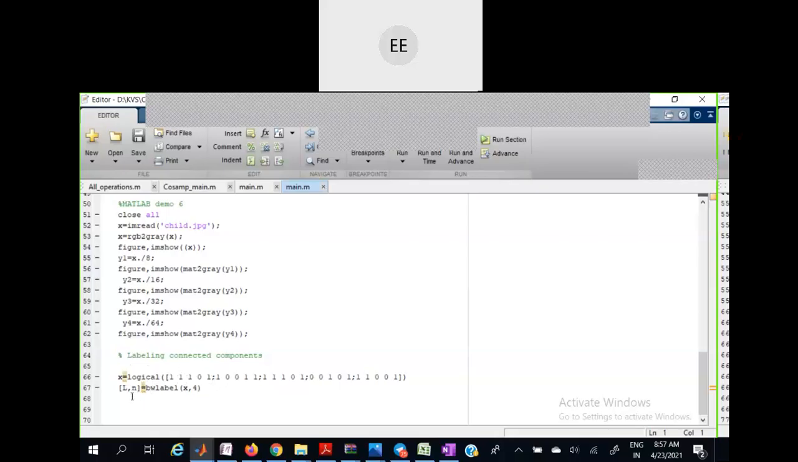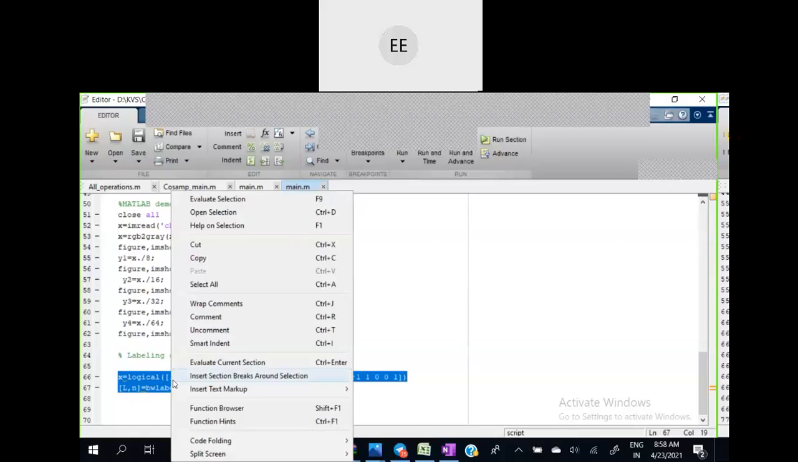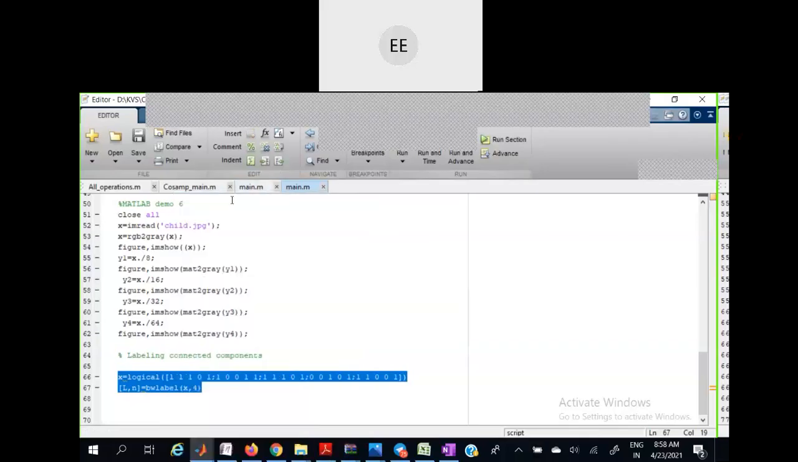Now there is a command in MATLAB called bwlabel, which will actually do this labeling, the algorithm that I have explained. bwlabel, image is X. If I want 4 adjacency, I give 4 here. If I want 8 adjacency, I'll give 8 here. It will give me the labels. It will also give me the number of labels. Let me just run this and show you the result. How many labels should I get? 3 labels.